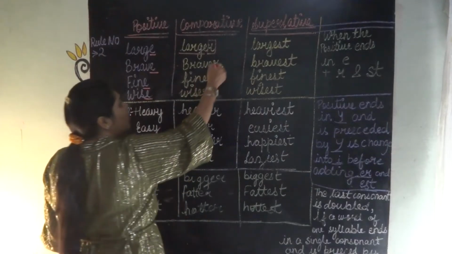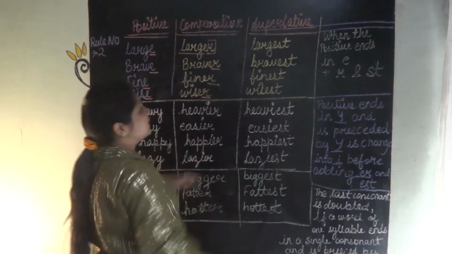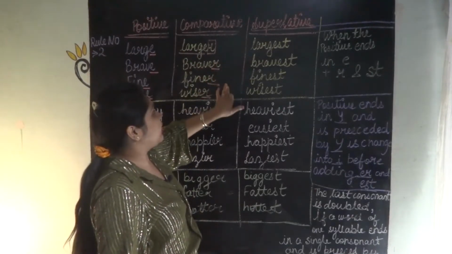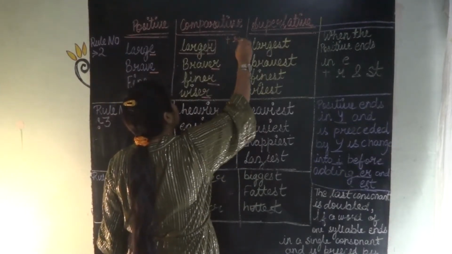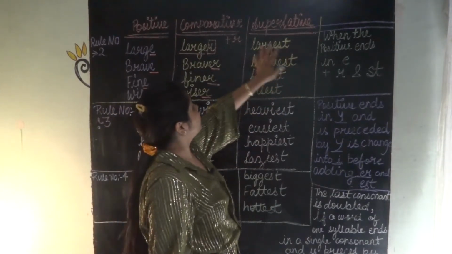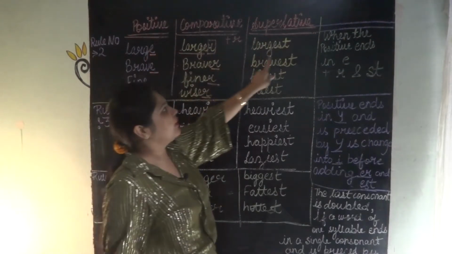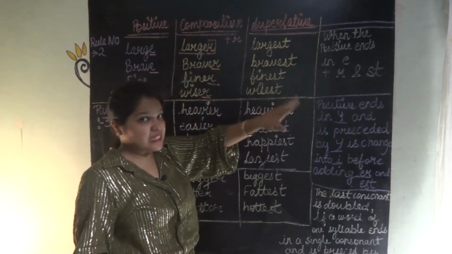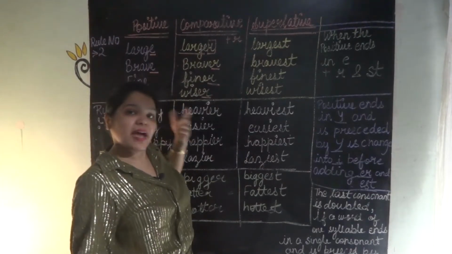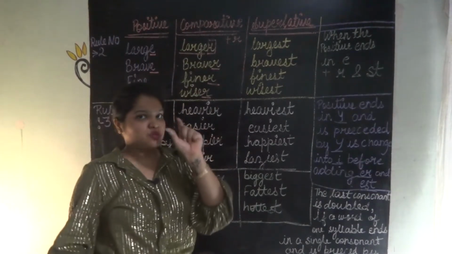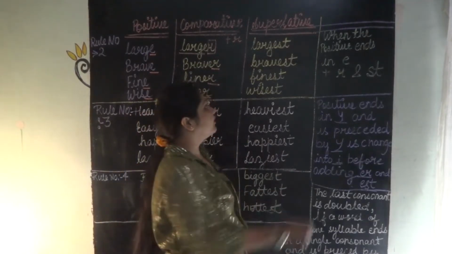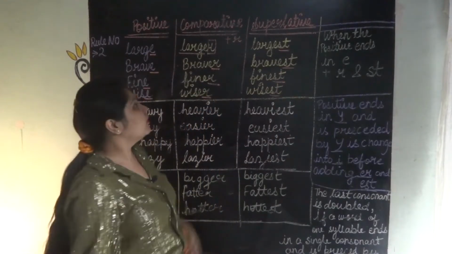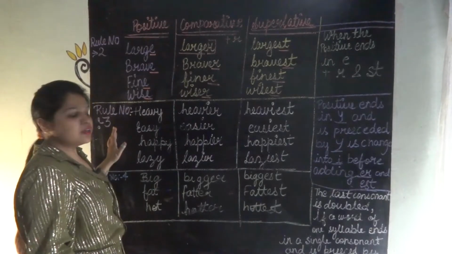We will just add what? R. Larger, braver, finer, wiser. Okay, we are just adding R. Now, if the word is ending with E, then we will just add ST here. We were adding EST, but if the word itself has E, so we will just add the rest of the things, that is ST. Okay, understood?